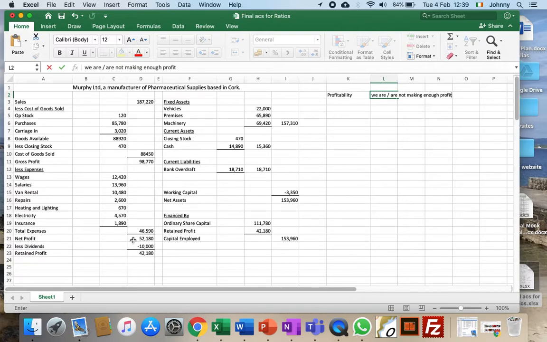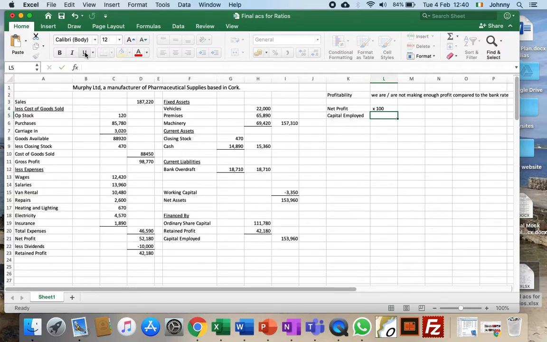So back to my sentence here. We say we are or we're not making enough profit compared to the bank rate. That's the sentence I'm going to have at the end when we're doing our maths. Our formula for it: net profit, and we'll have that as a sum over capital employed, and then we'll make this into a percentage by multiplying by 100 over 1.